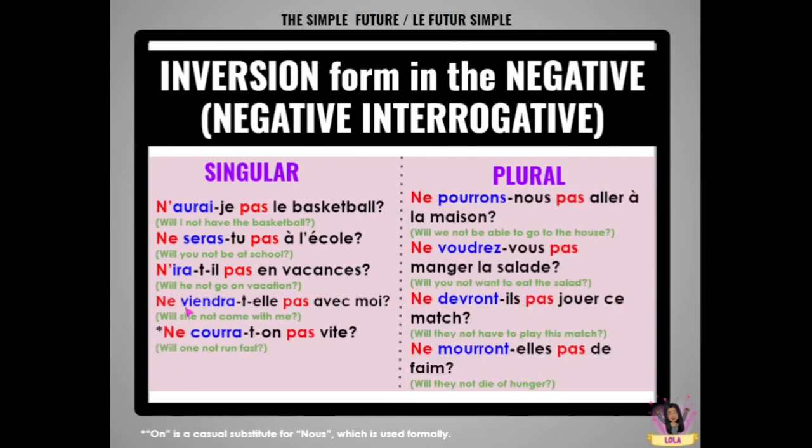And then we have ne viendra-t-elle pas avec moi? Ne courra-t-on pas vite? Ne pourrons-nous pas aller à la maison? Ne voudrez-vous pas manger la salade? Ne devront-ils pas jouer ce match? And ne mourront-elles pas de faim?